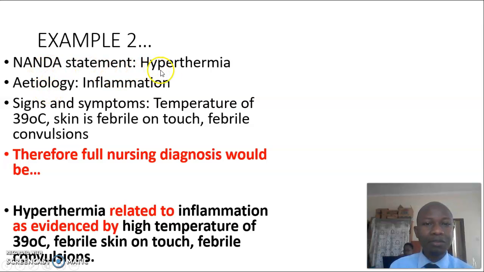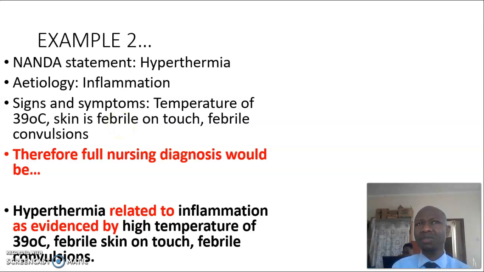Then our NANDA statement here is hyperthermia. And then the etiology is inflammation. We all know that when there is inflammation, which may be local or systemic, there is actually increased temperature, which is sometimes called fever. So the signs and symptoms therefore would be a temperature of 39 degrees centigrade. The skin of the patient will be febrile on touch.